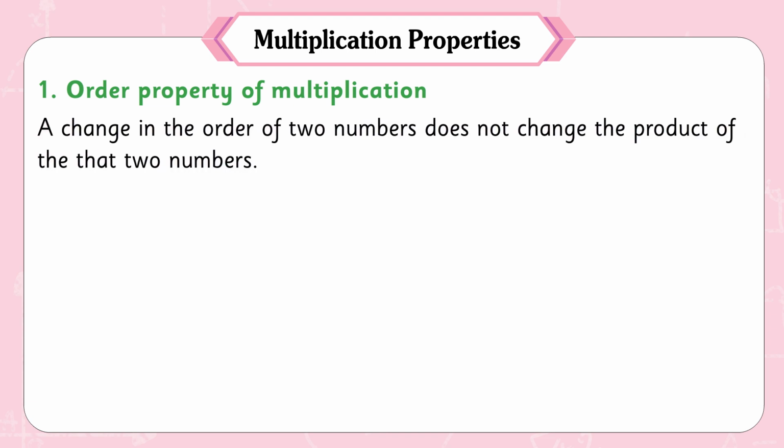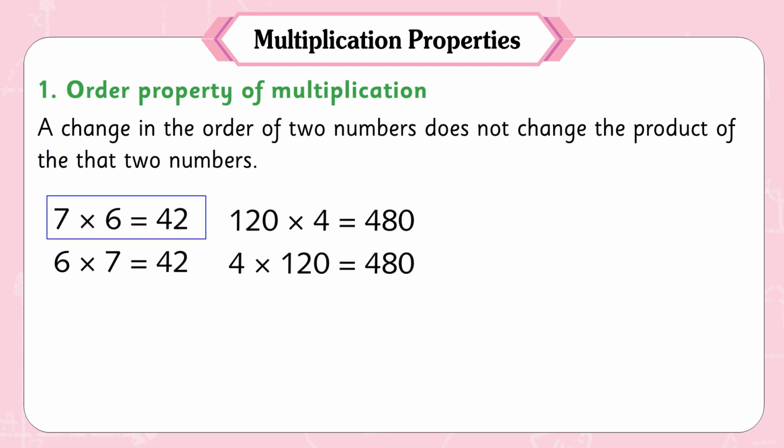Multiplication properties. 1. Order property of multiplication. A change in the order of two numbers does not change the product of those two numbers. 7 into 6 is equal to 42. 6 into 7 is equal to 42. 120 into 4 is equal to 480. 4 into 120 is equal to 480.